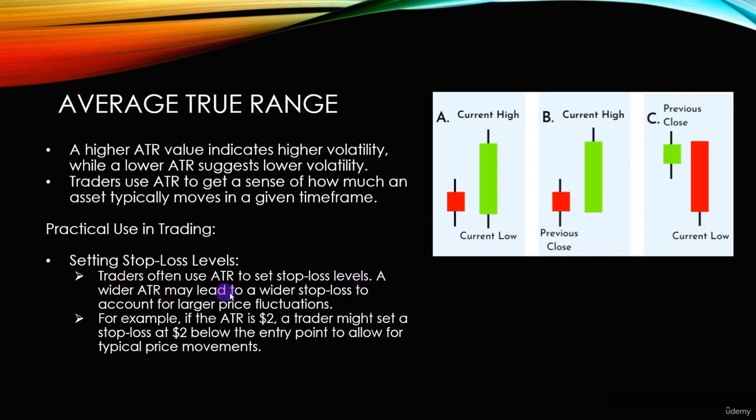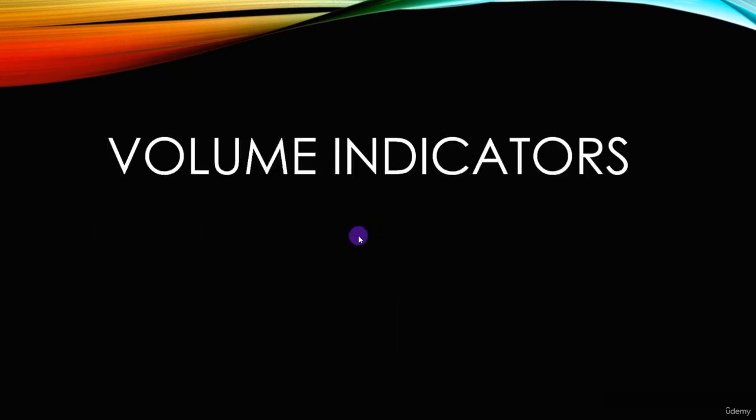A wider ATR may lead to a wider stop loss to account for larger price fluctuations. For example, if the ATR is $2, a trader might set a stop loss at $2 or $2.5 below the entry point to allow for a typical price movement. So this is just one simple example to show how we might be able to use the ATR in trading.